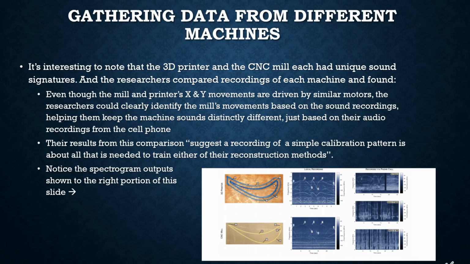So it's really interesting to note that the 3D printer and the CNC mill each had a unique sound signature. The researchers compared recordings of each machine, and here's what they found: even though the mill and the printer's X and Y movements are driven by similar motors, the researchers could clearly identify the mill's movements based on the sound recordings, making the machine sounds distinctly different just based on audio recordings from the cell phone. And their results from this comparison suggest that a recording of a simple calibration pattern is about all that's needed to train either of their reconstruction methods.